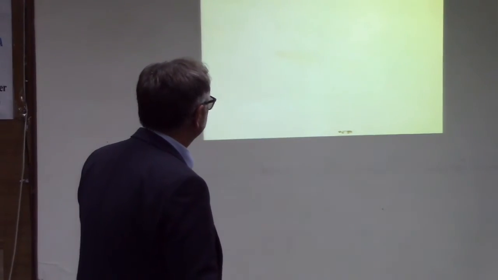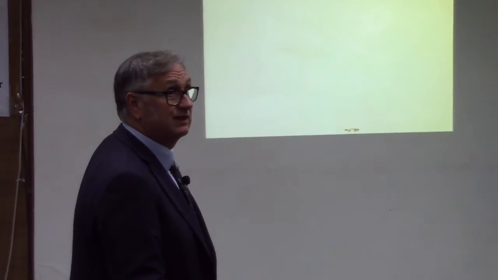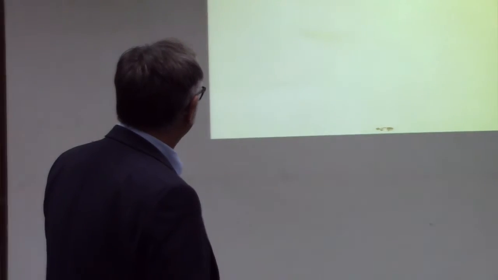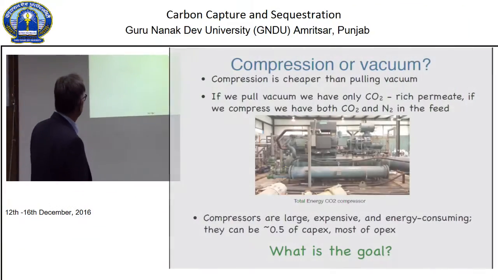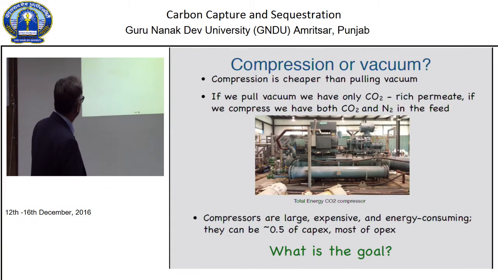So certainly compression is cheaper, it turns out. We know how to compress gases very well, and so that's a good idea. And if we pull a vacuum, we'll have only a CO2-rich permeate, and if we compress, we have to compress both gases. Downstream, we only have to vacuum one, so there's an advantage there to vacuum.